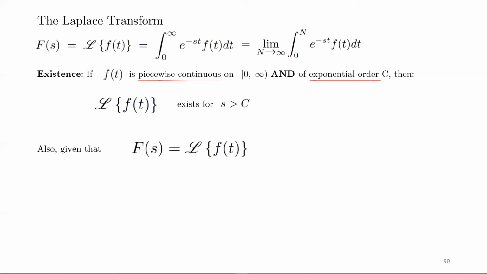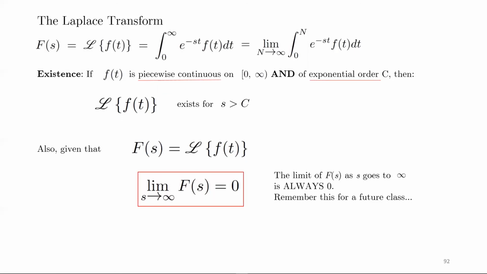It also turns out that the Laplace transform of some function f of t, which we write as F of s, has the property that the limit as s goes to infinity of F of s has to be equal to 0 for any function that has a Laplace transform. Any function that has a Laplace transform, the limit as s goes to infinity is always equal to 0. This is going to become important in a future class, and we'll revisit this property of Laplace transforms.